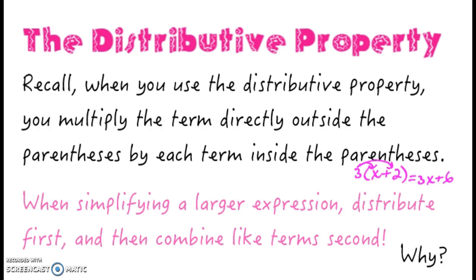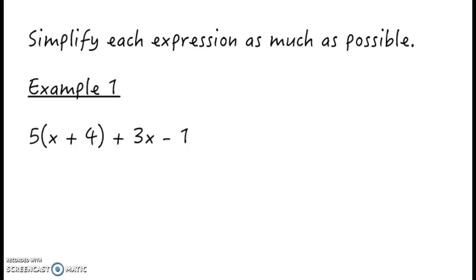So I want to give you a tip. When simplifying a larger expression, distribute first and then combine like terms second. Why do you think that is? If you said, hey, distributive property is multiplication, and combining like terms is addition, yeah, I want to follow my order of operations. Multiplication comes before addition. You are spot on. Let's look at a few examples.